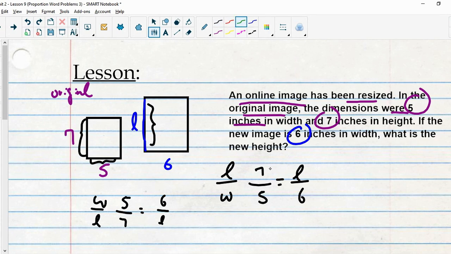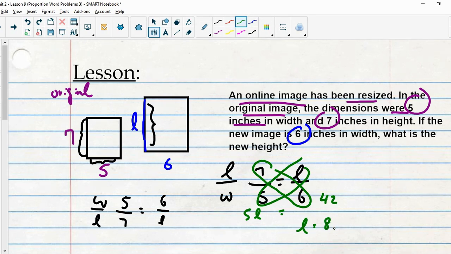Now, here, let's do some math. 7 times 6 is what? 42, right? 5 times what gives you 42? Does anyone know? Alright. What is it? You can use your calculator. Okay, do it in your head. 5 going into 42 how many times? Yeah, 8 times, right? What's left over?